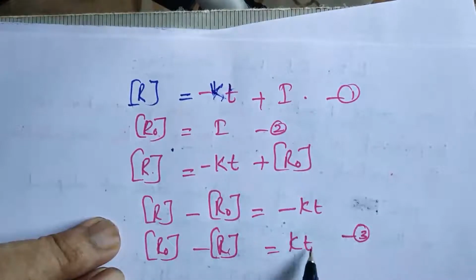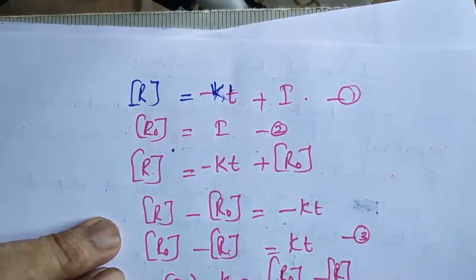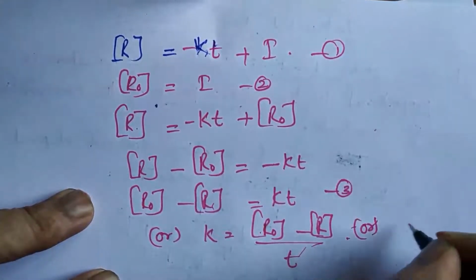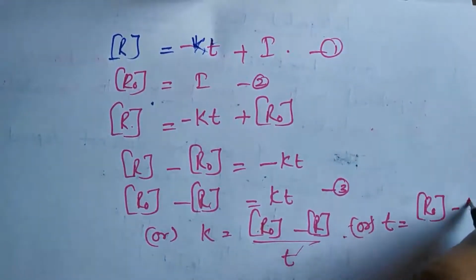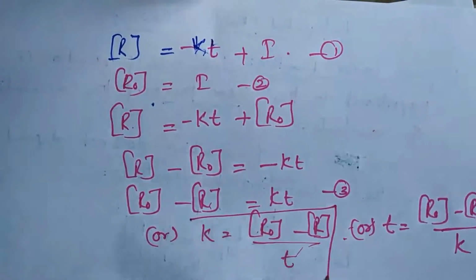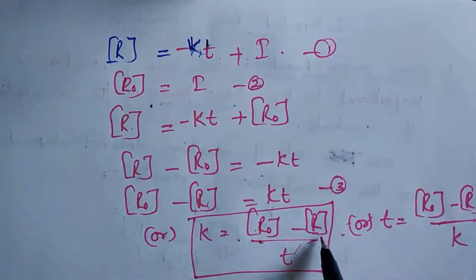R0 minus R equal to KT, or K is equal to R0 minus R divided by T. That is the rate constant. From this equation we can calculate the T value also. T is equal to R0 minus R divided by K. So this is the rate equation for the zero order reaction: K is equal to R0 minus R by T. Here R0 is the initial concentration and R is the final concentration at time T.